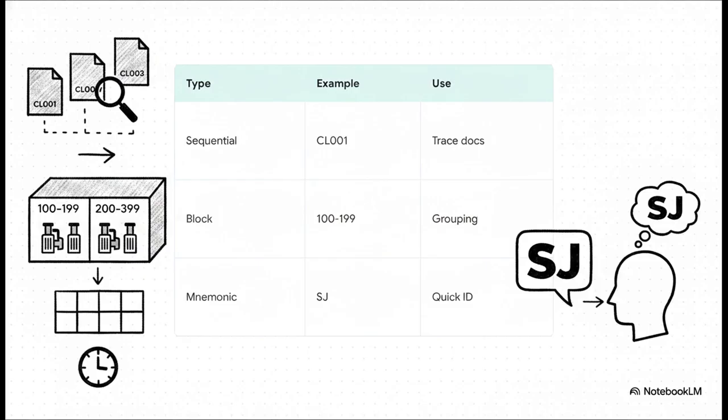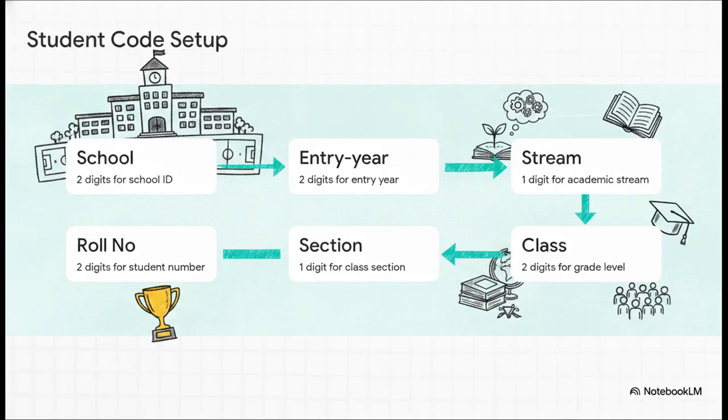Then you have block codes, which partition a specific range of numbers. For example, a hardware store might use the 100 to 199 block exclusively for all small pumps, making product grouping a breeze. Finally, mnemonic codes. These use alphabetic abbreviations, like SJ for sales journals, for really quick, human-readable identification. Let's see how this actually works in a real-world scenario. Imagine an educational trust running several different schools.